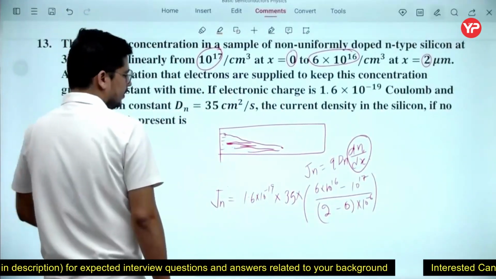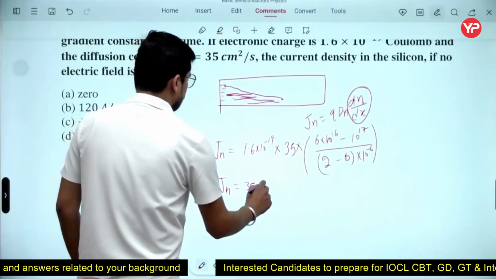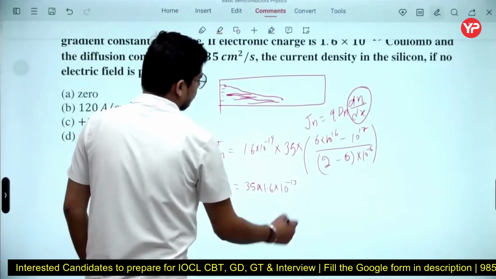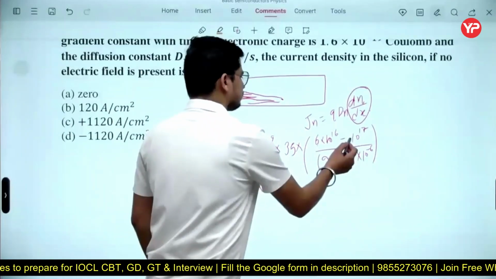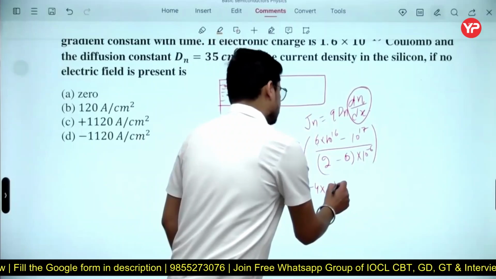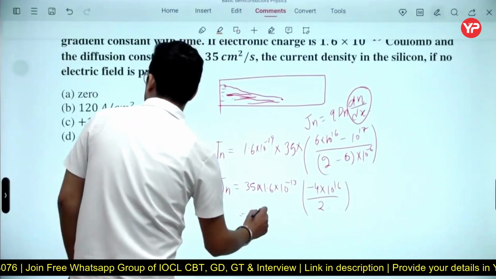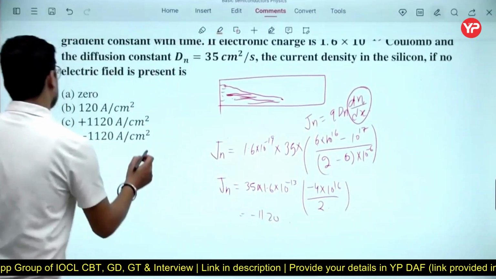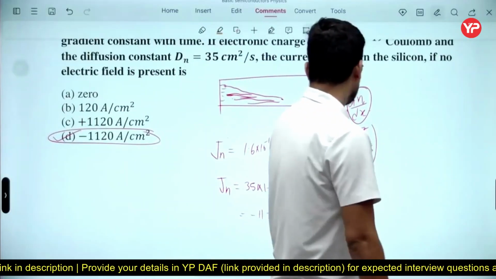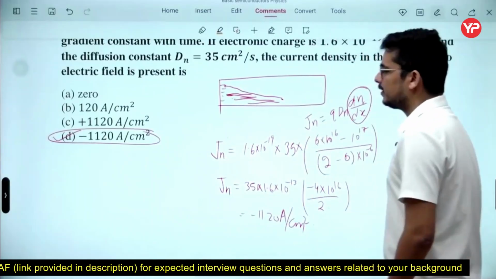Whenever you solve this complete equation, you will get that Jn is equal to 35 into 1.6 into 10 raised to power minus 19, and the 10 raised to power 6 will come with this one, so that will be 10 raised to power 13, and 6 minus 10 will give you minus 4 into 10 raised to power 16 divided by 2. Right, minus is there. So it will be minus 120, because there is only one option with minus. So answer is D here. Minus 120 ampere per centimeter square. That will be the answer.